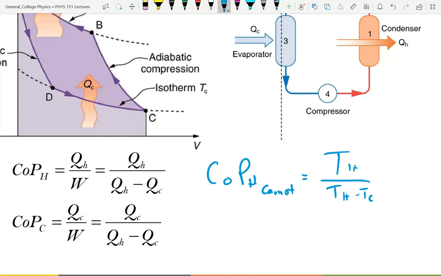The coefficient of performance for heating is always going to be bigger than 1. And so these are very useful as long as that temperature difference is small. If the temperature difference is large, then the coefficient of performance is going to drop.